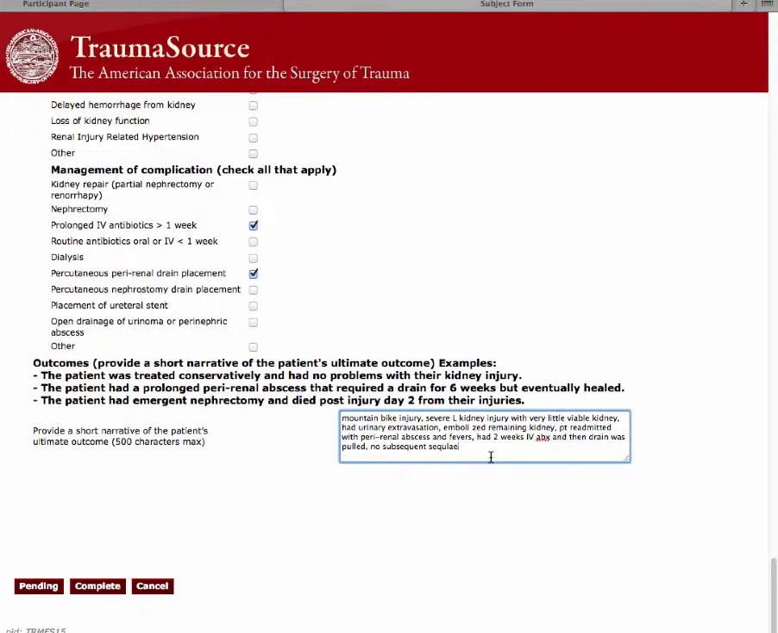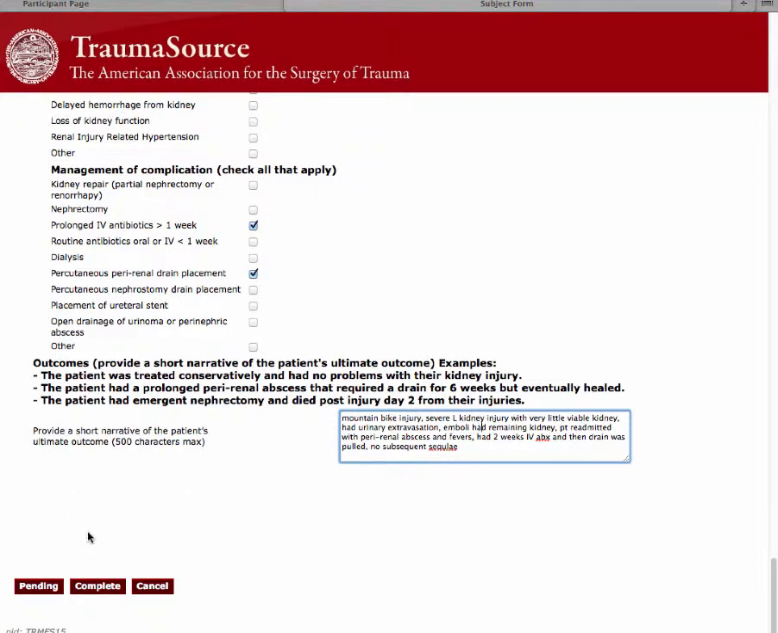And so this is very helpful to us to summarize the patient's clinical course, and you can answer questions in here and put in unusual things about the case that are relevant to the case. So at this point you're ready to hit complete. When all the questions have been answered, then you can complete the record, and you should be able to still upload the CT scans, etc.